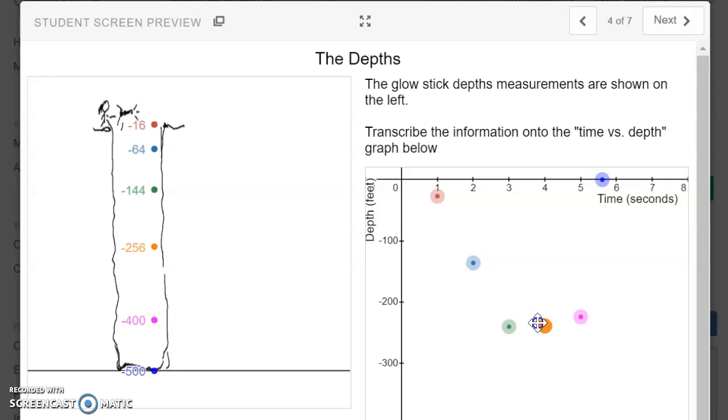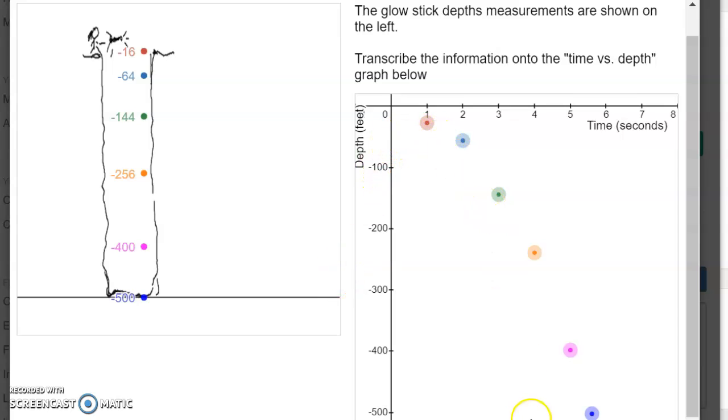Alright, so now I made a mistake here. Okay, 2 seconds is 64, so 64 would be about maybe here. 3 seconds would be 144, about here. And then 5 seconds would be about 400, right there. That's what my graph would look like. Look at the shape. Does it look like a straight line? No, it's not, is it? It is actually a parabola. It's half of a parabola here.